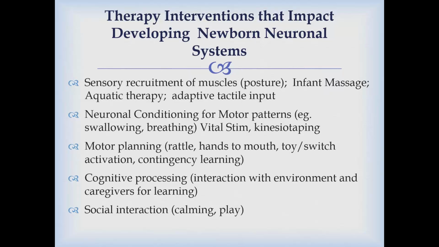So one has to overcome some of their sensory maladaptations in order to get them to learn how to use their hands to reach for toys, hands to mouth. This is all very necessary, but you'd be surprised how many of these babies lack these very basic skills. We want to also work with cognitive processing.